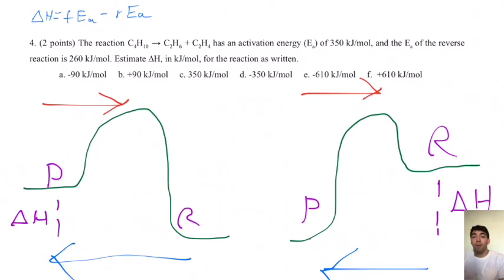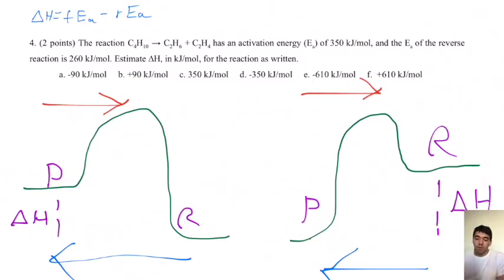On to problem number 4. We have the question: the reaction shown has an activation energy of 350 kilojoules per mole, and the activation energy of the reverse reaction is 260 kilojoules per mole. Estimate delta H in kilojoules per mole for the reaction as written.